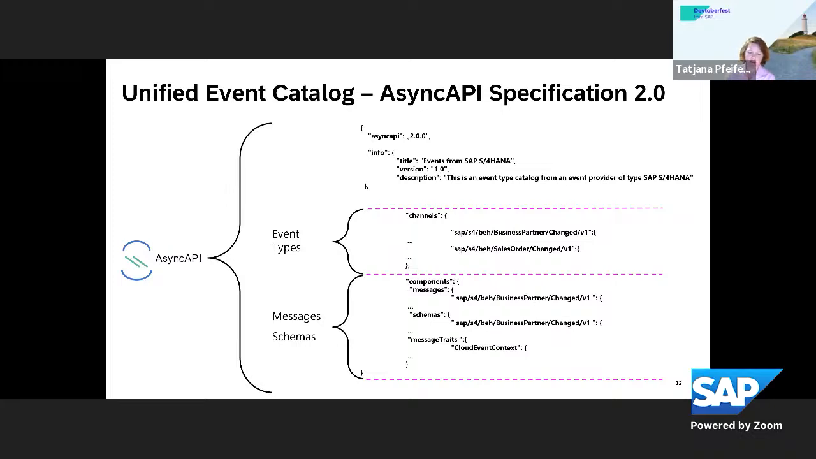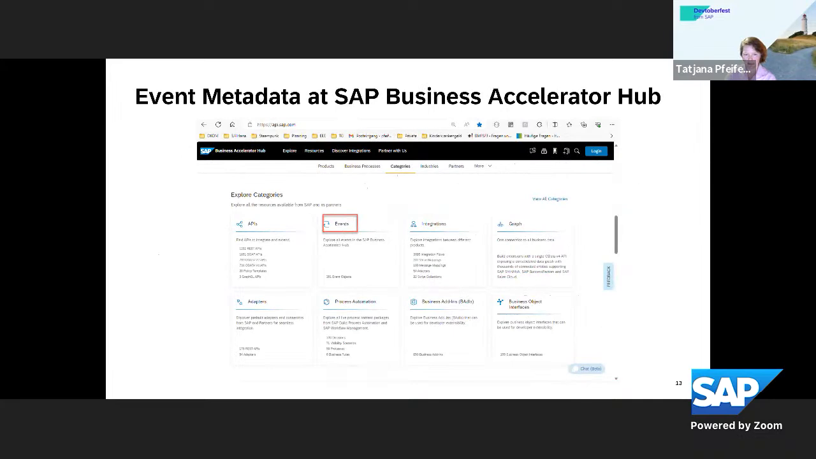For SAP services, event metadata for approximately 350 objects is readily available on the SAP Business Accelerator Hub. We encourage you to download the AsyncAPI files from there if you need to build consumers for your integration use case.